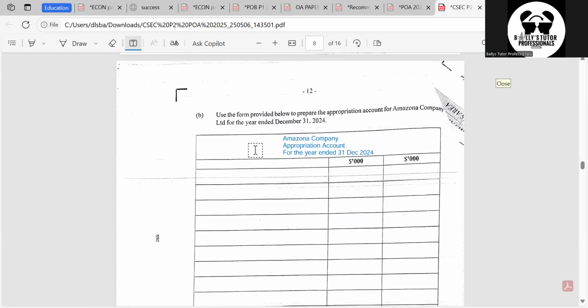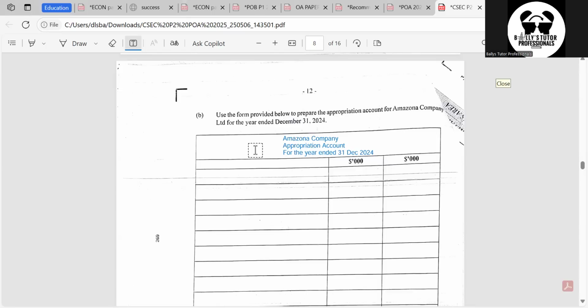Boom. So when you're doing the appropriation account, right, the purpose of all appropriation accounts is to organize your net profits. You're going to transfer money from your net profit to the various places. So for example, for partnerships, you make adjustments in net profit, then you share it amongst your partners. For company accounts, you make adjustments in net profit, you transfer some to any reserves that you may have to transfer to, and you transfer some for dividend payments. And then the rest, they keep it as retained earnings.